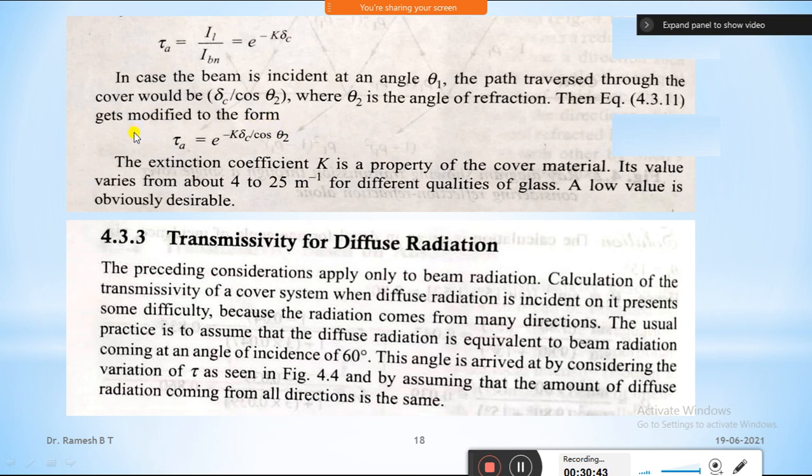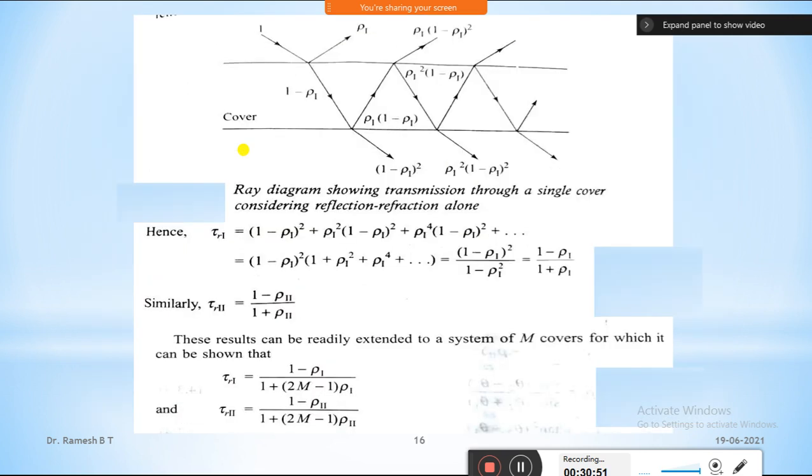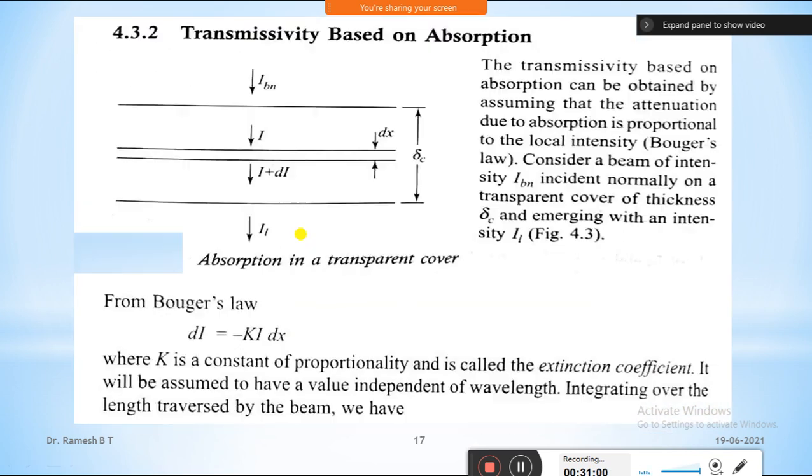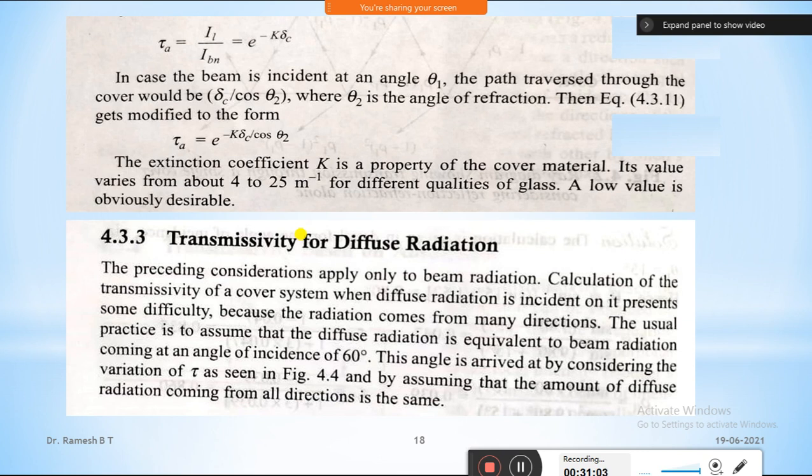If you want to find the value of tau, the transmittivity, then we need the values of tau R as well as tau A. For tau A, this is the equation, and for tau R, this is the equation. For tau R, we have to find tau R1 as well as R2, and for tau A, we directly need the K value as well as the theta 2 value. Clear? This is the transmittivity for beam radiation.